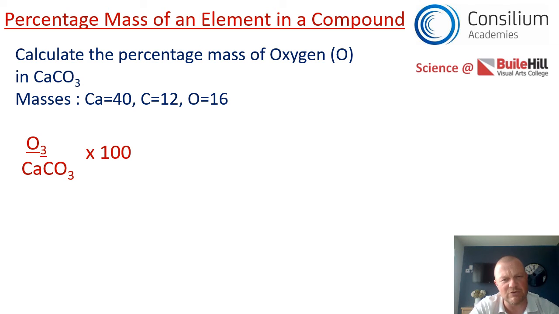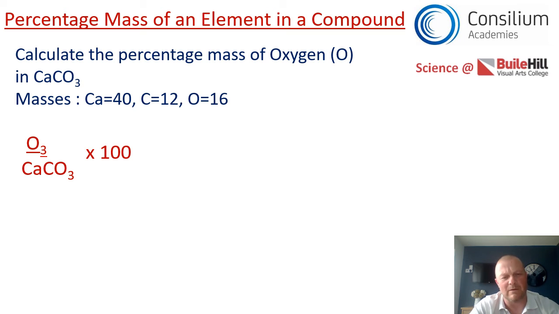Now what I want you to just look on the screen is the question says oxygen, and then in brackets it will say O. But in CaCO3, we've actually got 3 atoms of oxygen. So if you look, it says O3 divided by CaCO3. Okay, so let's follow it through.